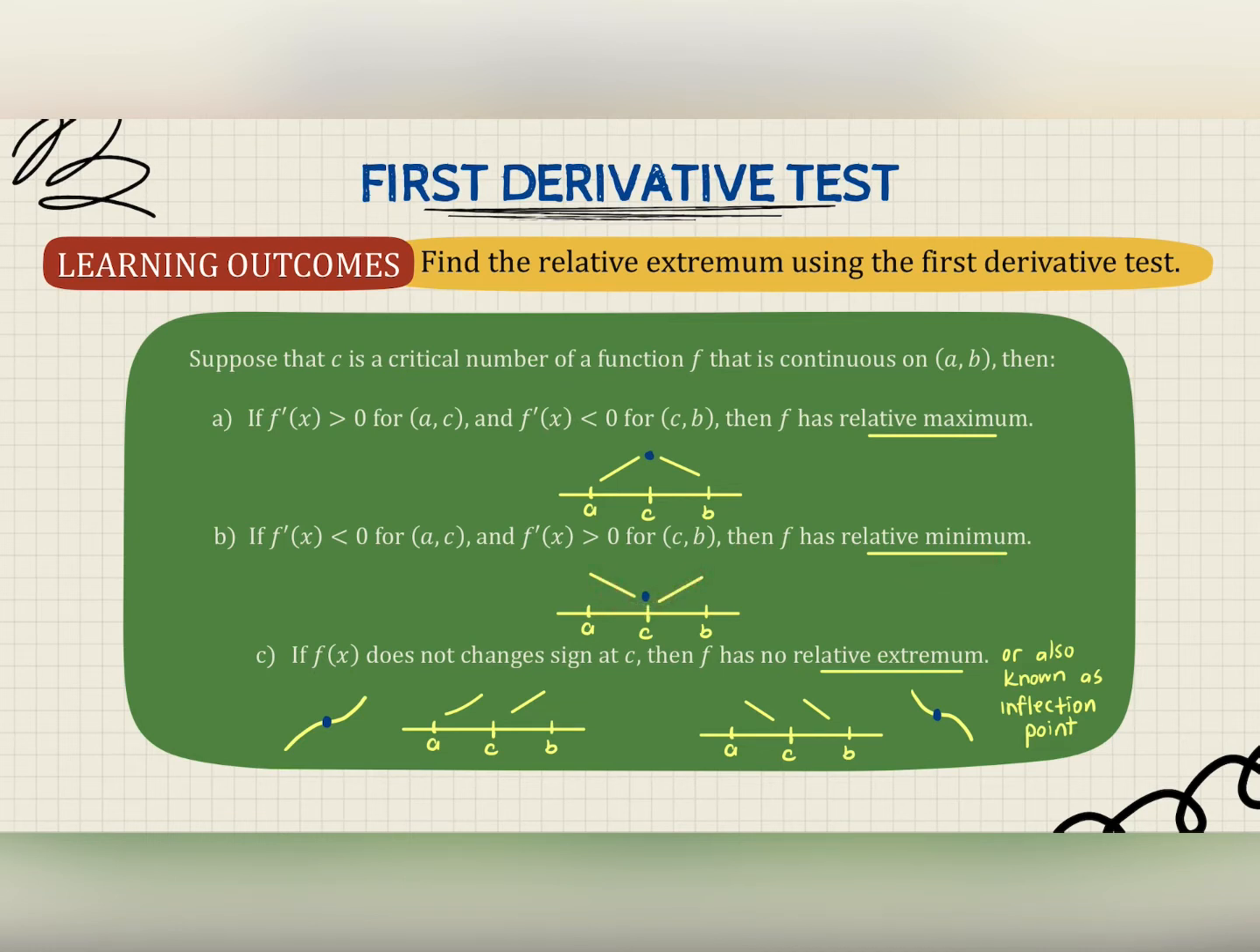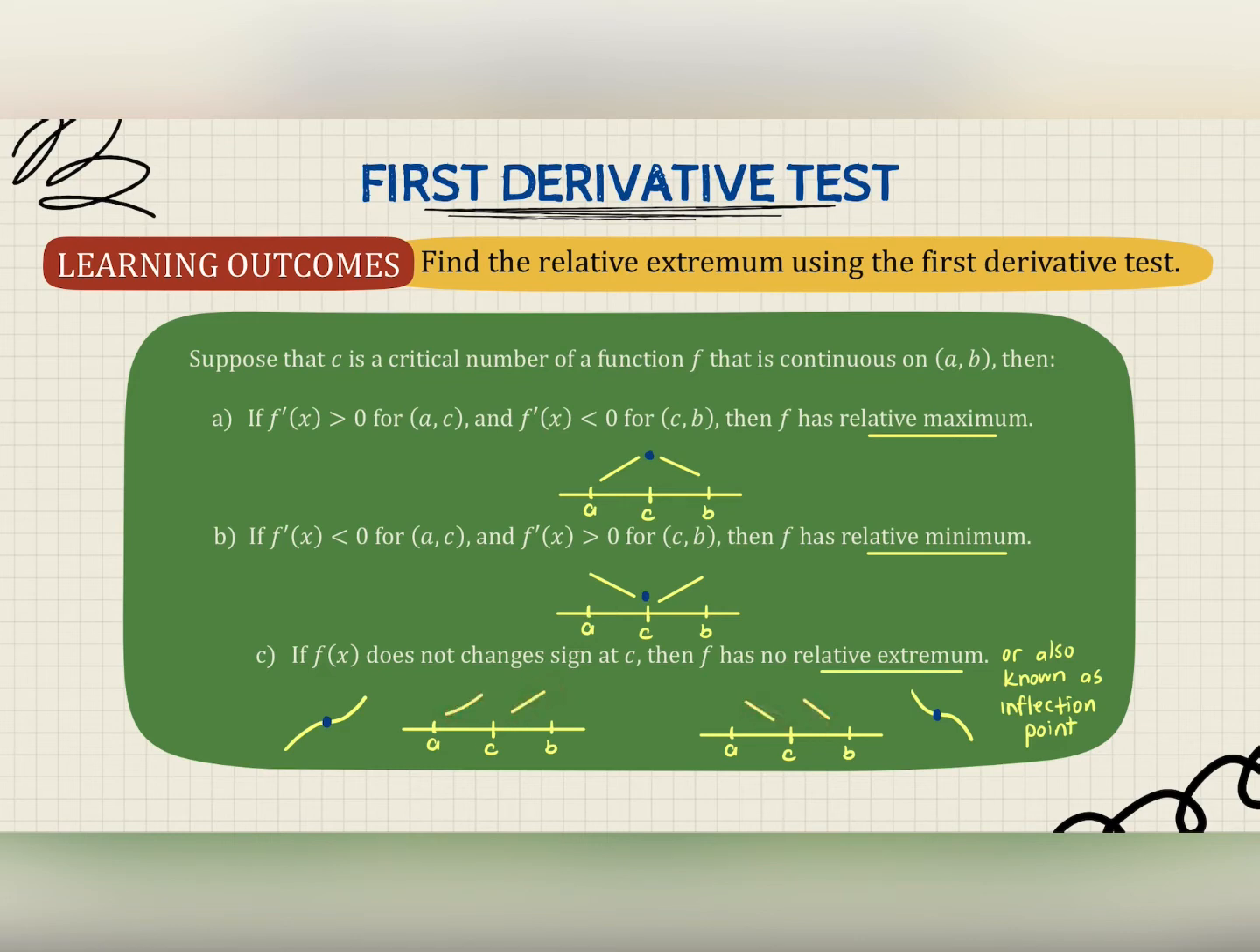Okay. And if dia does not change the sign, so let's say daripada AC menaik, CB pun menaik. So kat sini kita akan kata dia sebagai no relative extremum. Okay, kadang-kadang nama lain dia sebenarnya kita akan cakap dia sebagai inflection point, tapi ini jarang berlaku lah. Okay, kita akan beritahu dia sebagai no relative extremum sahaja. Okay, so dia either dua-dua naik ataupun dua-dua menurun.